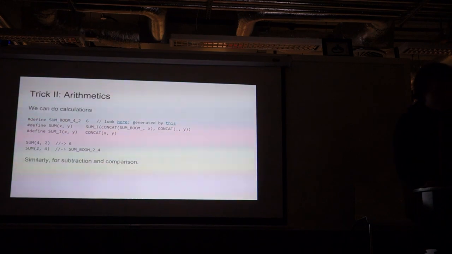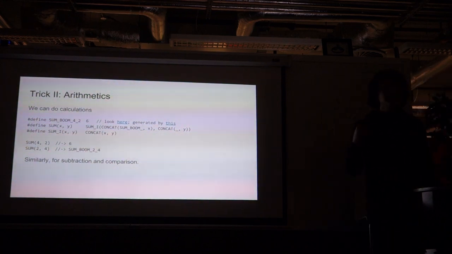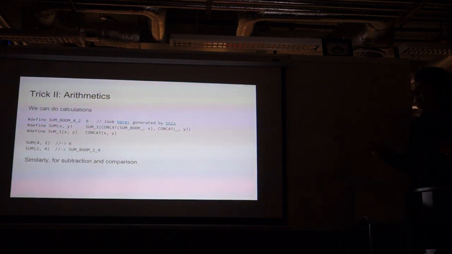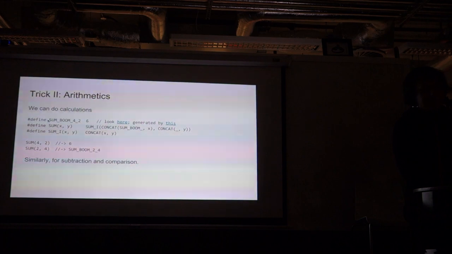Let's continue. So arithmetics. The way arithmetics is implemented is a very dumb way. It's basically how cavemen did arithmetics. They just got four sticks and two sticks. They sum it together. It's going to be six sticks. So it means, for every combination of numbers, we have to define a macro, and I call it boom.